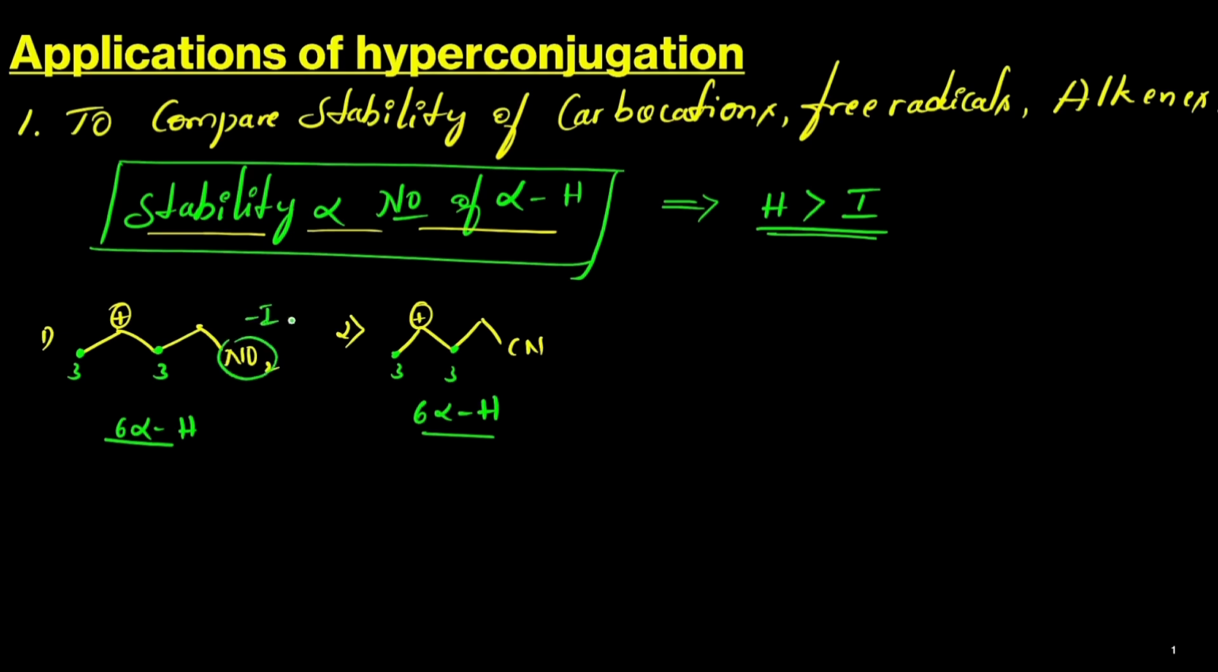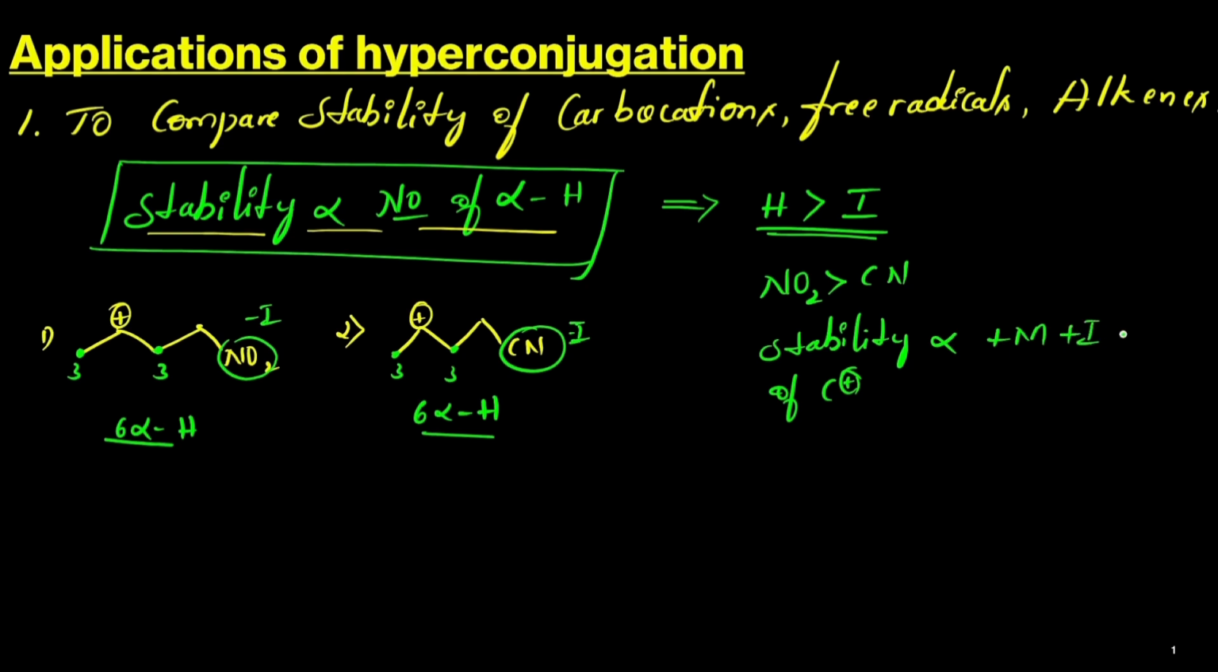This is negative inductive effect and here also this gives negative inductive effect. If you write the order of power of negative inductive effect, NO2 is a more electron withdrawing group compared to CN. Okay. Therefore, this negative inductive effect decreases the stability of carbocation. We know that stability of carbocation is directly proportional to plus M effect and plus I effect and inversely proportional to minus I and minus M. Okay, here this minus I effect decreases the stability of carbocation. This we have studied in the inductive effect and also in resonance effect. Both are negative inductive groups.